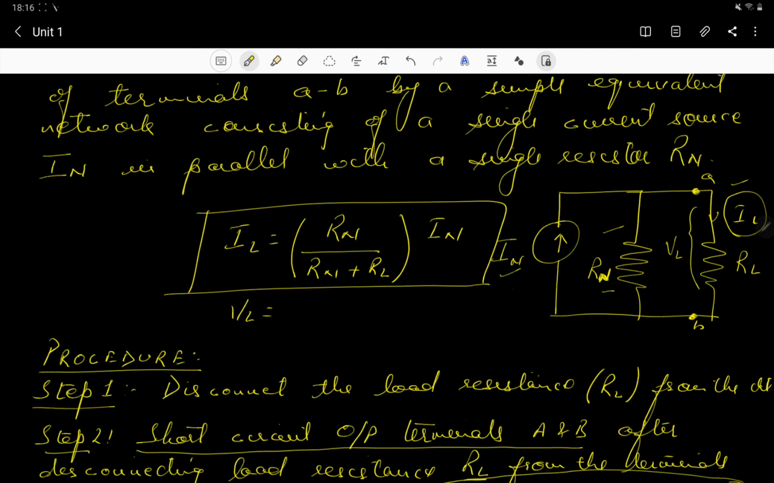Once you get IL, you can calculate VL across that. VL will be IL into RL. And once you know the voltage across that, you can calculate the power, which will be VL into IL. So this is so easy. Now let us take a simple example so that it becomes more clear to you how to apply Norton's theorem to a circuit.